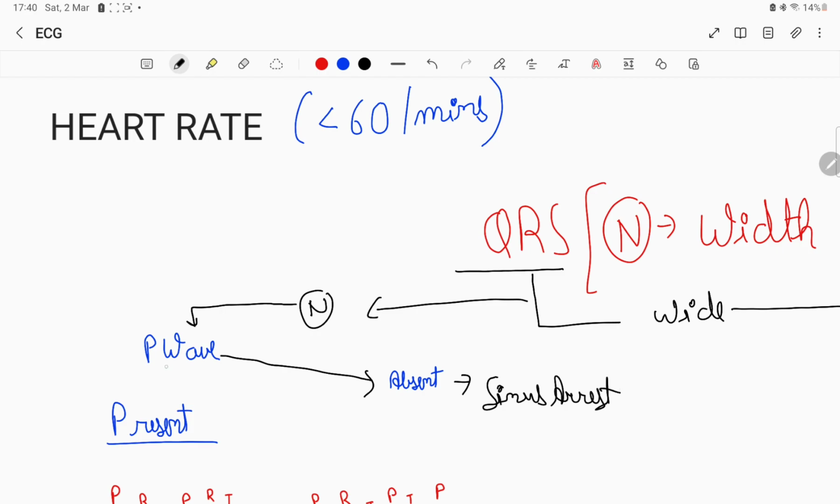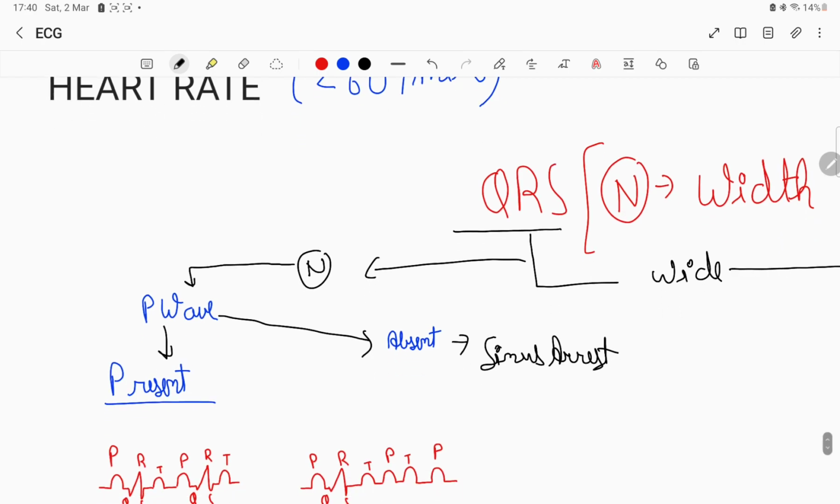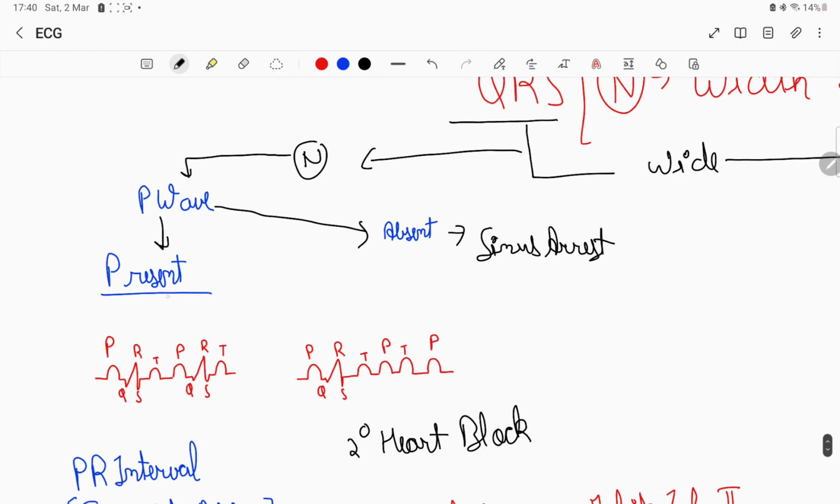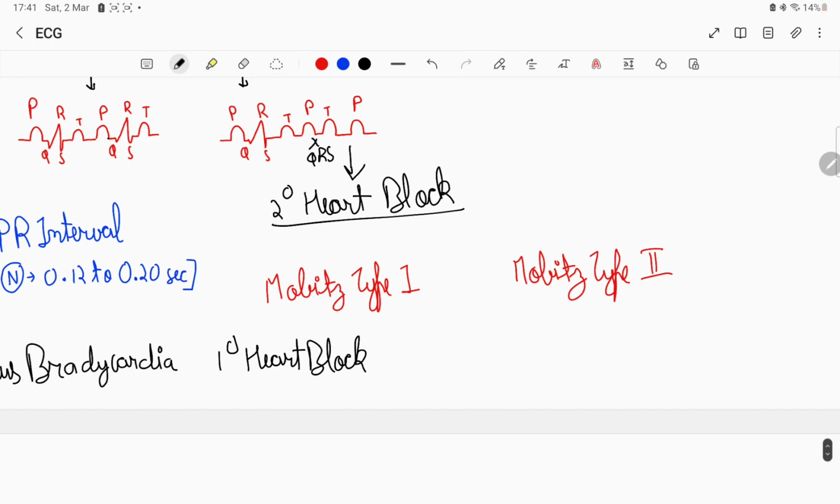And if the P wave is present, then again we will have two conditions. One wherein each P wave is followed by a QRS complex, and two where each P wave is not followed by a QRS complex. In such cases, patient is suffering from a second degree heart block, and second degree heart block are further of two types, Mobitz type 1 and Mobitz type 2.